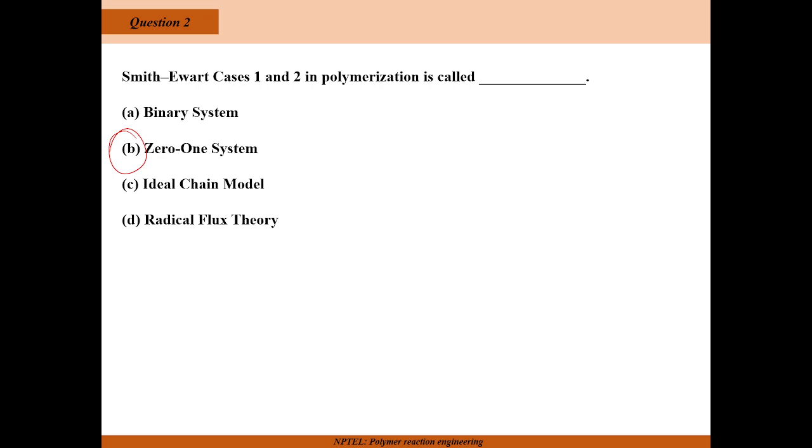Then, Smith-Ewart cases 1 and 2 in polymerization. There are multiple polymerization events that were discussed, and one was the Smith-Ewart cases 1 and 2. It is generally called a 0-1 system because the 0 and 1 represent the presence of free radicals: if a free radical is present it is 1, and if it is not present it is 0. So the Smith-Ewart cases 1 and 2 is also called the 0-1 system.